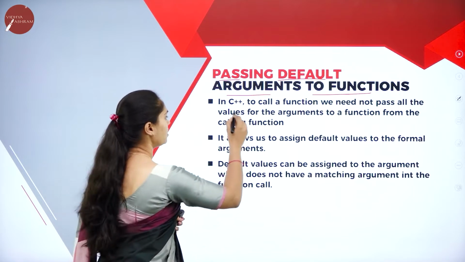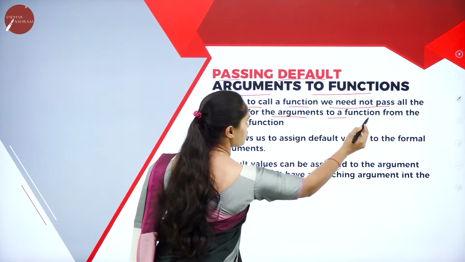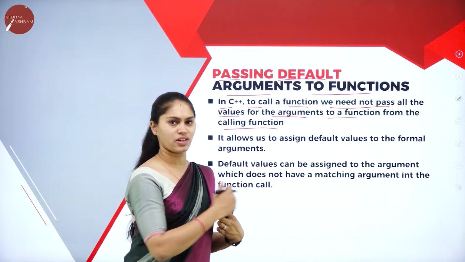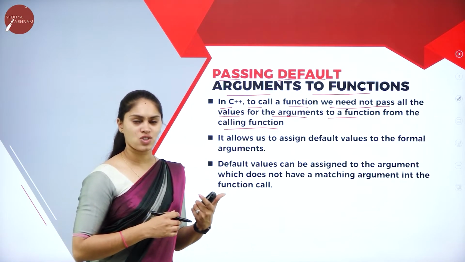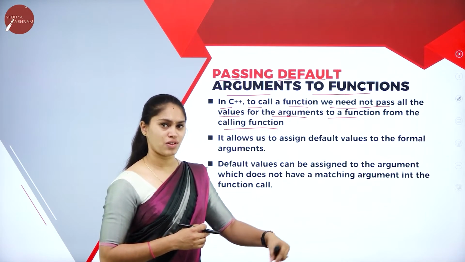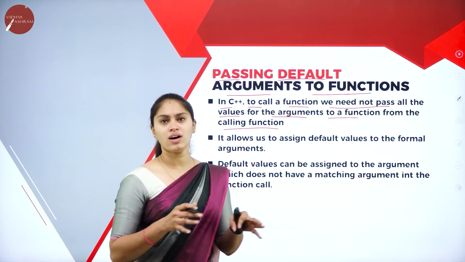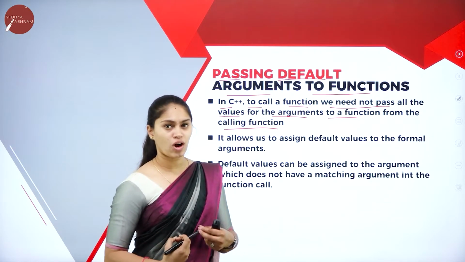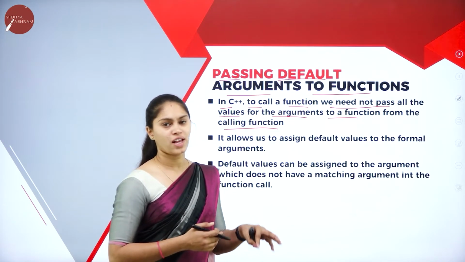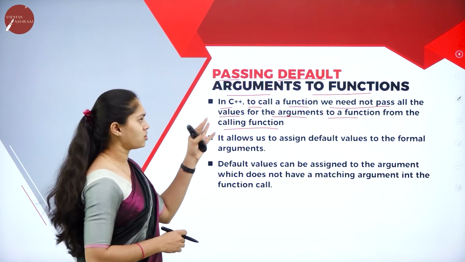We'll see now. Here in C++, to call a function, we need not pass all the values for the arguments to a function from the calling function. When using the calling function and called function, in the calling function we specify the values or arguments that we want to send to the called function. But in C++, there is no need to send all the values from the calling function to the called function. Instead, I can have some default value in the called function. So that is passing default arguments to the function.